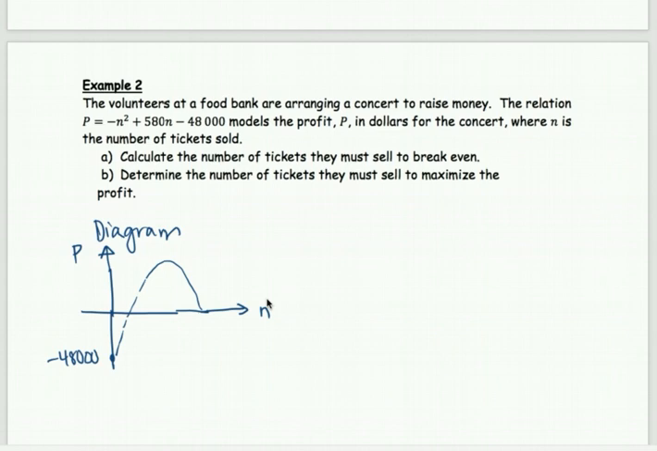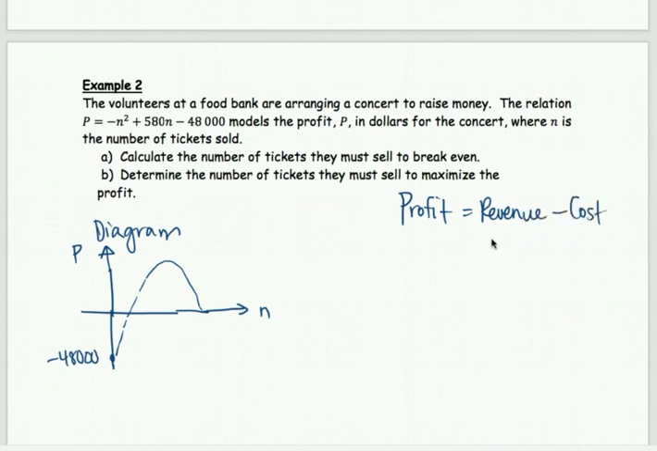So if they're arranging a concert, maybe it would have cost money to rent the venue to have the concert. Maybe they had to pay money to the musicians for them to play and so forth, okay? But then we're going to get people to buy tickets for this concert, so we'll make some money as well, in revenue. So remember, profit is the revenue, okay, subtract the cost, okay?